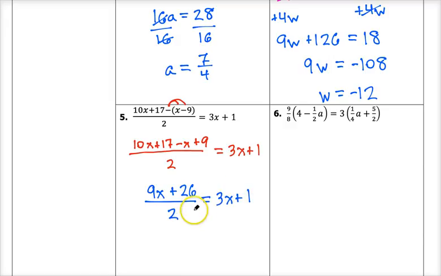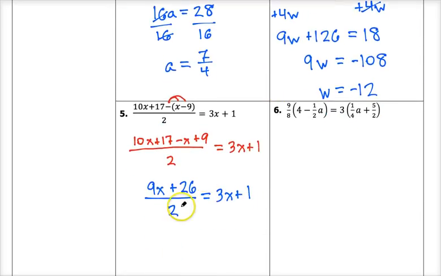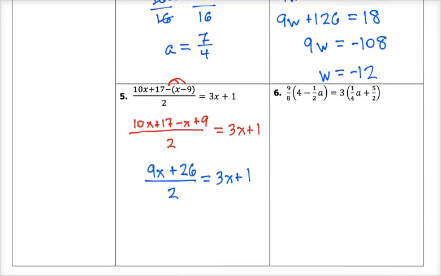Now I can do the same thing in this next step that we did in problem number 2. I have a denominator on the left side of my equation, so I can multiply that left side by 2 to cancel out that denominator. And when I do that, I need to do the same thing on the right side, multiply it by 2. Notice this is a quantity on the right side, so I need to put in some parentheses so I remember to distribute that 2 when I multiply. So on the left side, I'm left with just that numerator, 9x plus 26. On the right side, I get 6x plus 2.